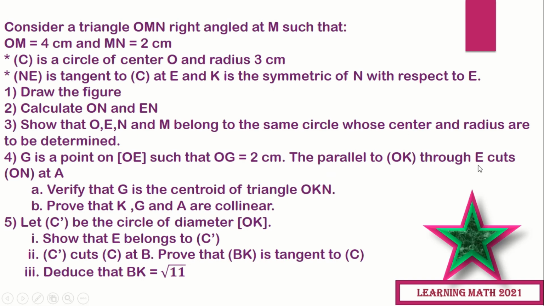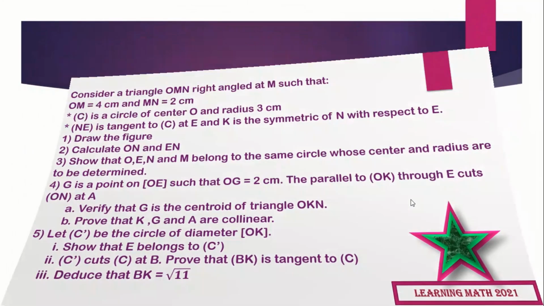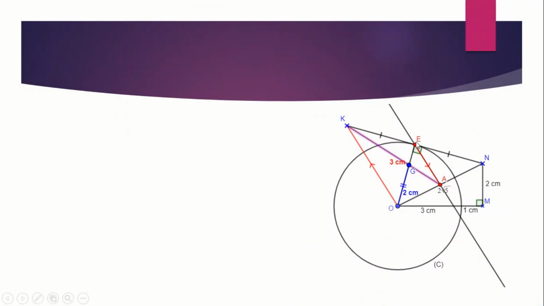The parallel through E. What is E? Isn't E the midpoint of the segment KN by symmetry? When we draw a parallel from this point, shouldn't it cut the other side at its midpoint? So here we can say that A is the midpoint of ON. Yes?